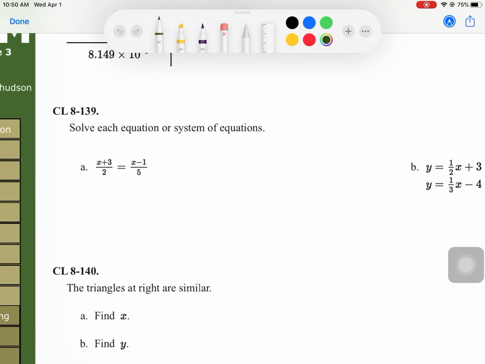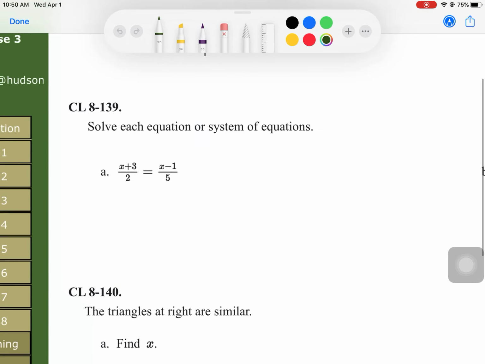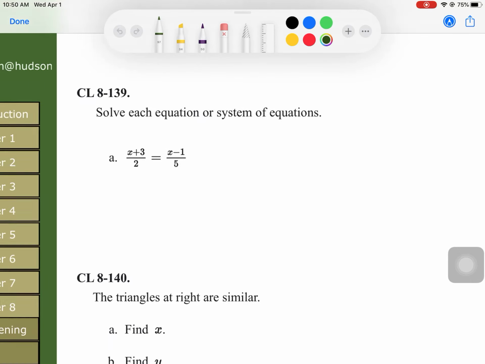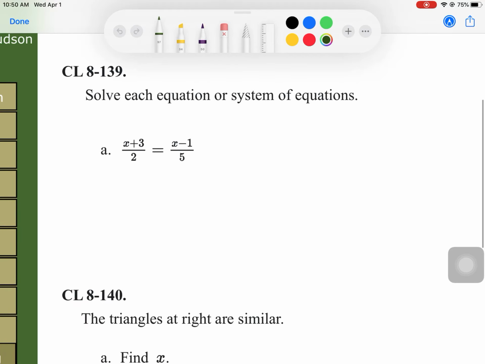Hi class. I had several questions from the closure packet about problem 139. So I wanted to go through it. I've just pulled up the ebook, and I'm going to use a markup tool right on the ebook. I'm going to go through and solve A and B.